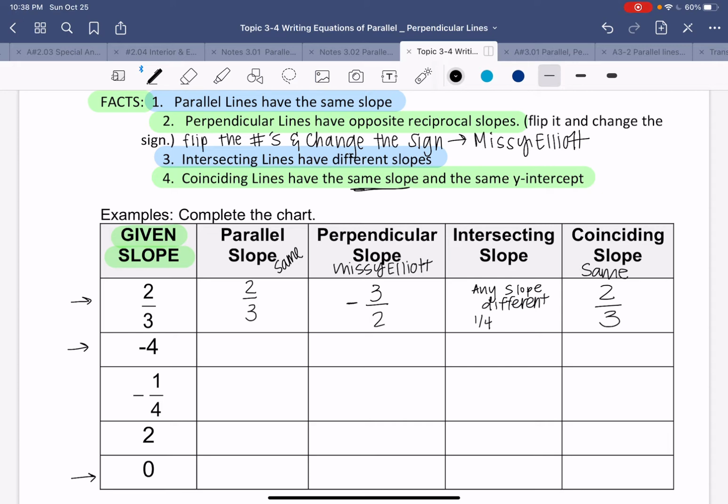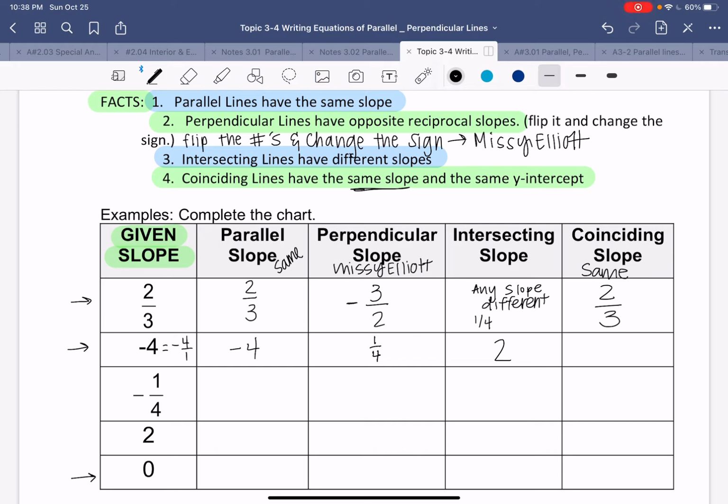Same thing. Parallel slope to -4 is going to be -4. Perpendicular, well, technically this is -4/1. So for the perpendicular slope, we're going to flip those numbers. Instead of 4/1, it's going to be 1/4. And then we're going to keep it positive. Got to keep it positive. Intersecting can be literally any slope, so I'm just going to put 2.